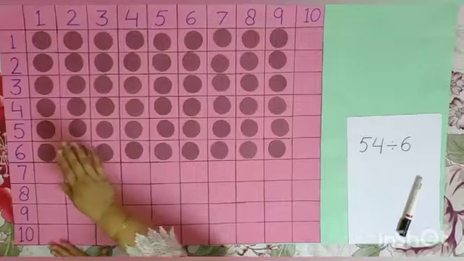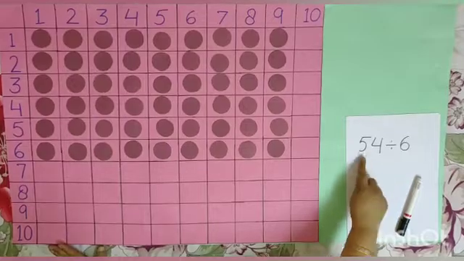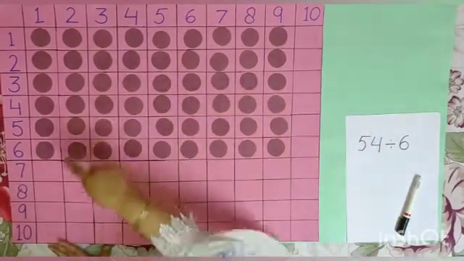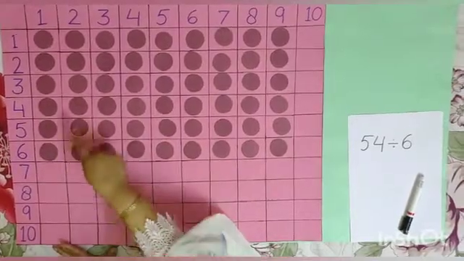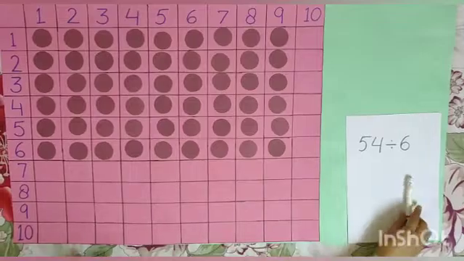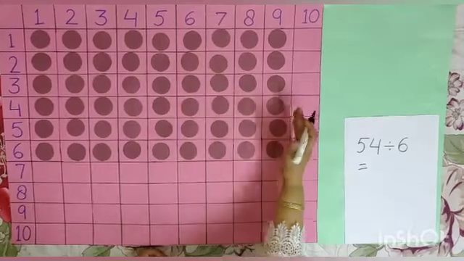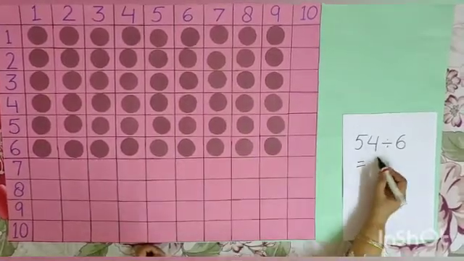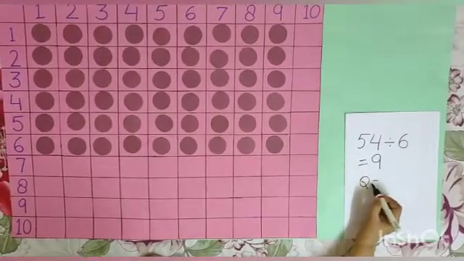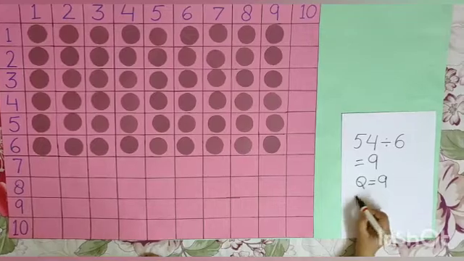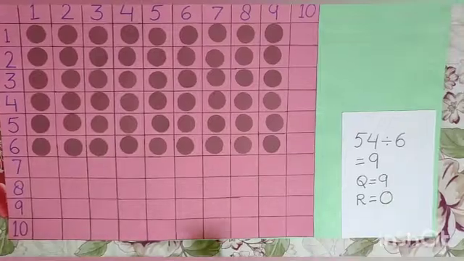We have kept them in 6 rows just because we are going to divide 54 by 6. Our total counters are 54 and we have placed them in 6 rows in each column. Now, how many columns have we utilized? We have utilized 9 columns. So 54 divided by 6 will be 9. So our quotient is 9 here. And the remainder, that is what is left, we are left with no counter. So our remainder will be 0 over here.